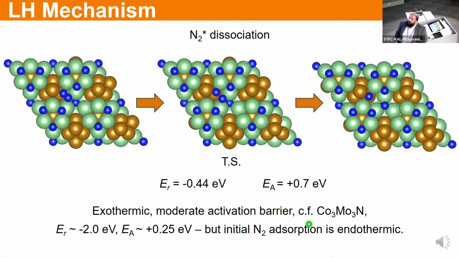And if we compare to the cobalt molybdenum nitride, we actually see this is very exothermic for cobalt and has only a moderate barrier. We must remember the initial nitrogen adsorption is endothermic. So that's perhaps one advantage that the iron molybdenum nitride system has over the cobalt. Even though this dissociation process is less exothermic, we can adsorb nitrogen. So it's possible that the iron molybdenum nitride surface could well facilitate both of these mechanisms potentially.